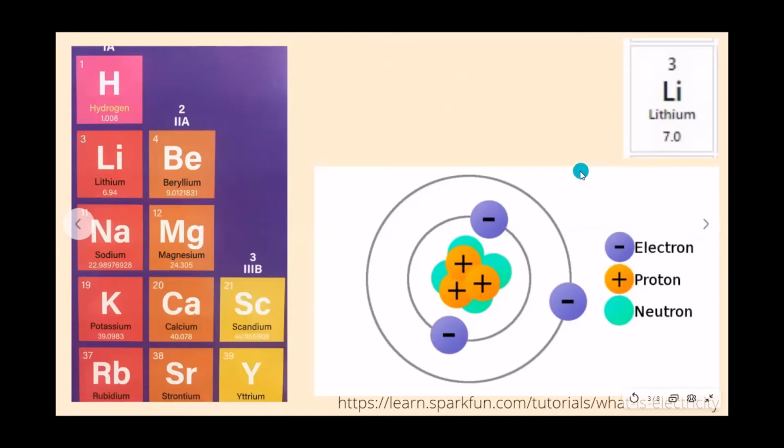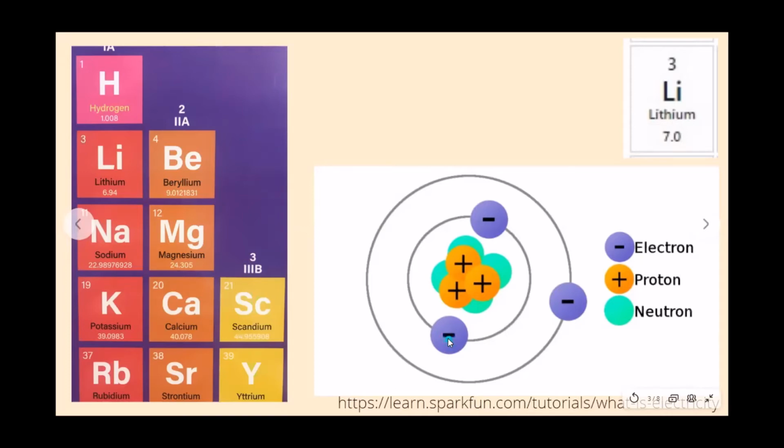So here we have lithium. It has an atomic number of 3, meaning that it has 3 protons in its nucleus. The atomic number will also tell us the number of electrons in the atom. So that means that lithium also has 3 electrons moving around the nucleus.